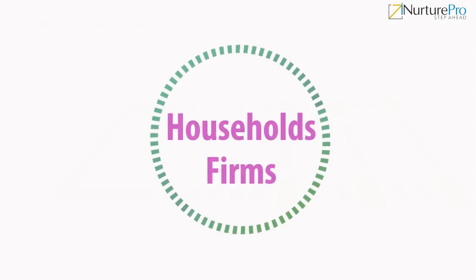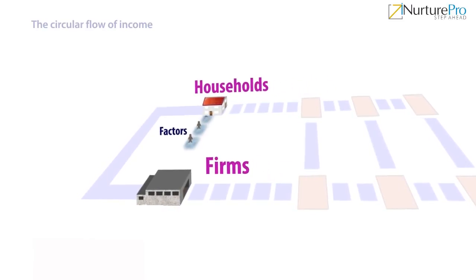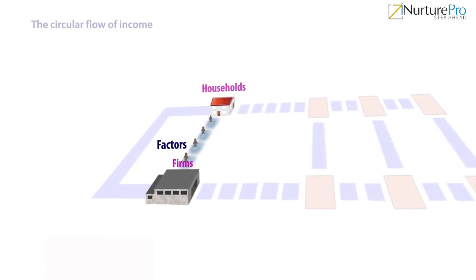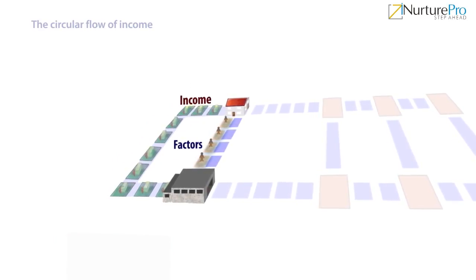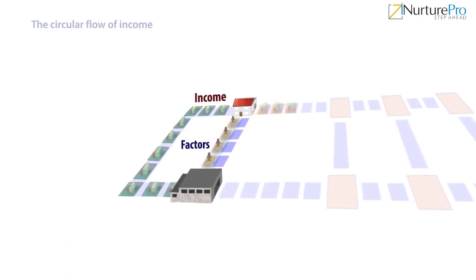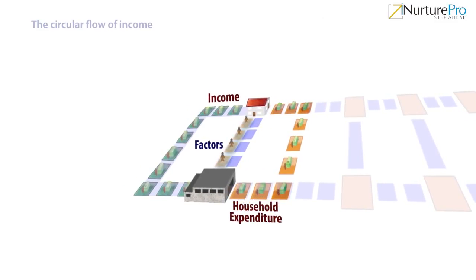Income circulates between an economy's two main components, its households and firms. Households supply firms with factors of production. In return, they receive an income. Income is converted into expenditure, which is received by firms as revenue. This spending generates an output of goods and services from firms to households. This is a simple circular flow.